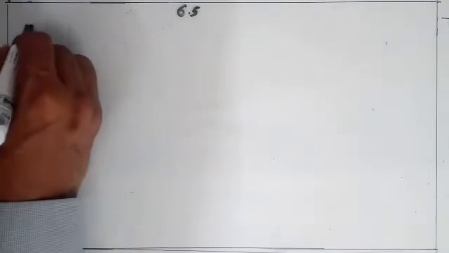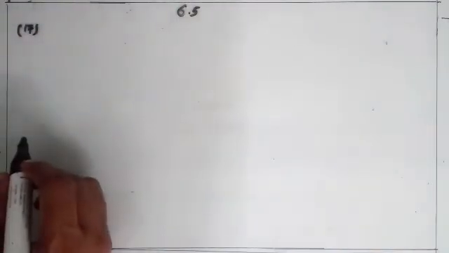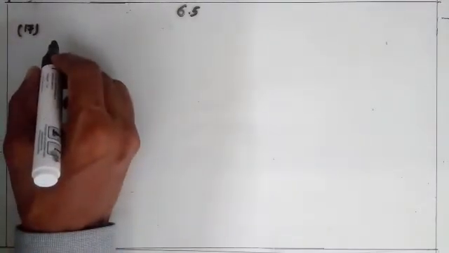Friends, now here we discuss the remaining question of exercise 6.5. Question number 17. A square piece of tin of side 18 cm is to be made into a box without a top.